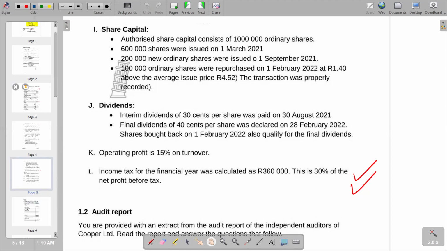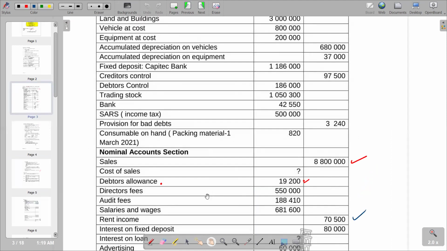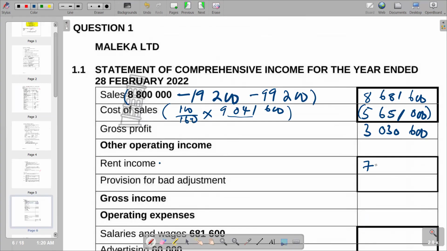So obviously from that, we can take the figure that we are having in the list of balances. So this is the procedure that we are supposed to take: first take the figure that we are having in the list of balances. Then we check if we've got any adjustment that is affecting that figure. If you do not have any adjustment that is affecting that figure, you can take the figure as it is in the list of balances and put it in the statement of comprehensive income. So in this case, our rent income, we have 70,500. So we go to our answer section. So we are going to say 70.